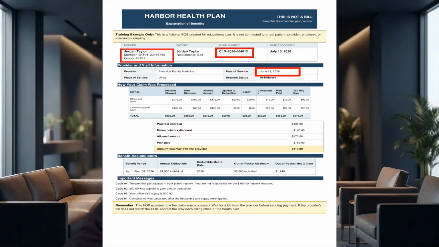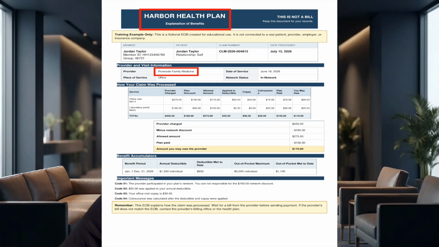So step 1, make sure you're looking at the right claim. Look for the patient's name, member ID, claim number, date of service, provider name, and insurance company. If any of these don't match the patient's visit, stop. You may be looking at the wrong claim. It sounds simple, but you'd be surprised how many billing problems start because someone reviewed the wrong EOB.